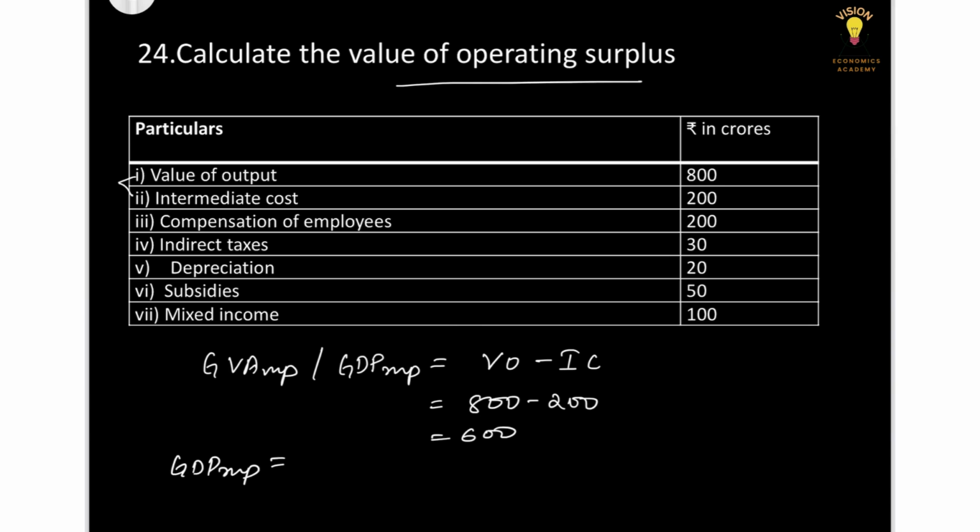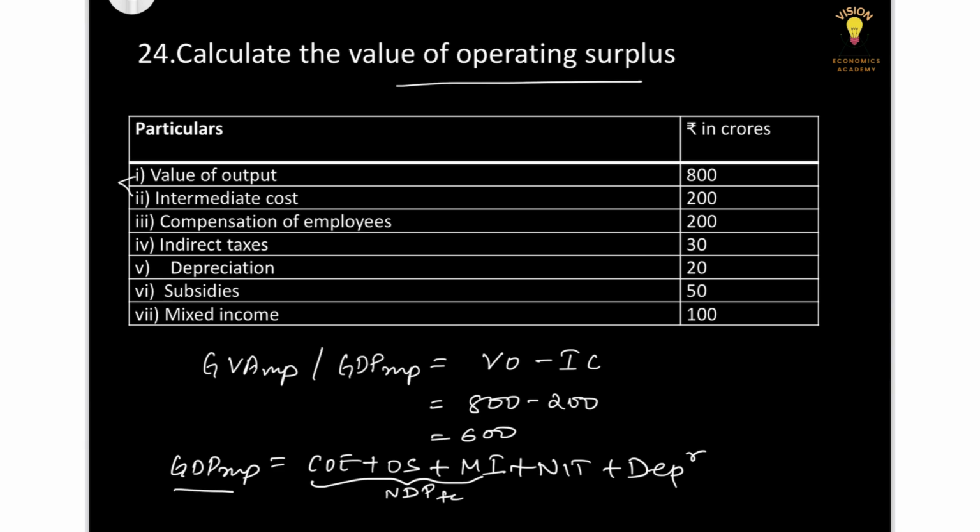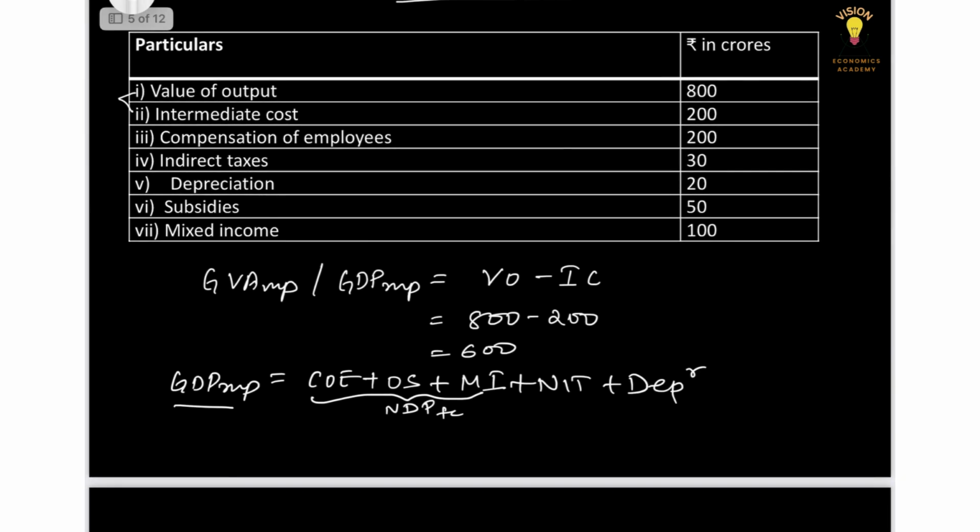Now in order to get GDPMP, what we need to put is compensation of employees plus operating surplus plus mixed income of self-employed. These three added together will give us NDPFC. Now from FC to MP, plus NIT, and from net to gross is plus depreciation, right? Then compensation of employees, what is the value of it? 200.